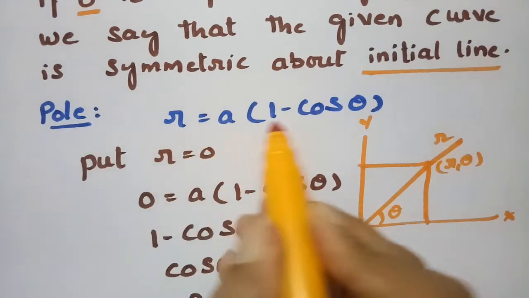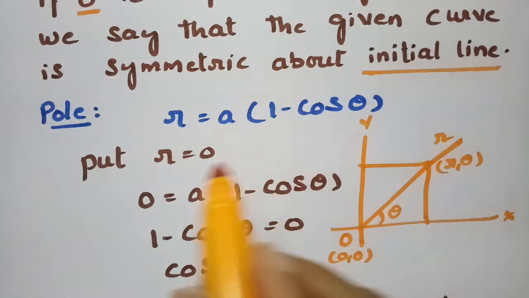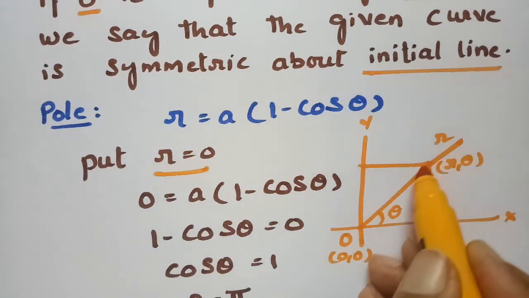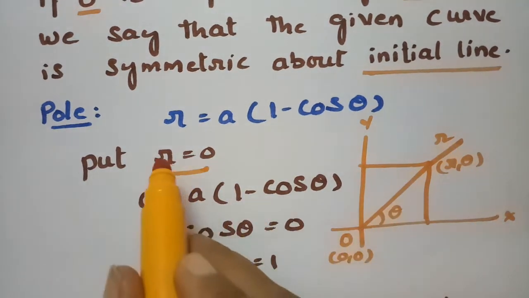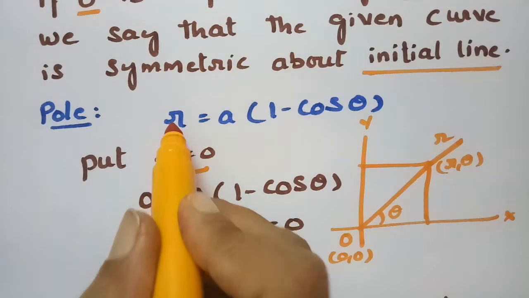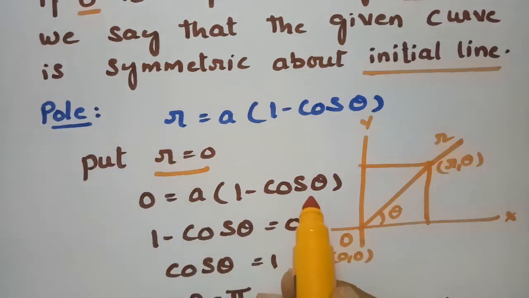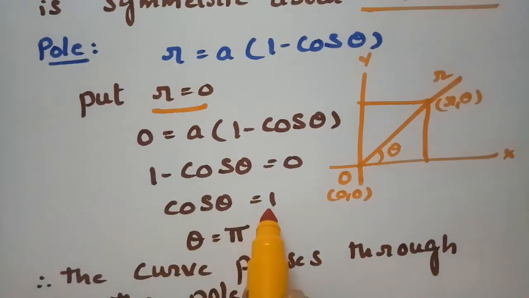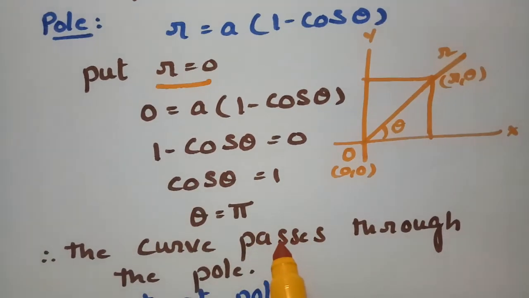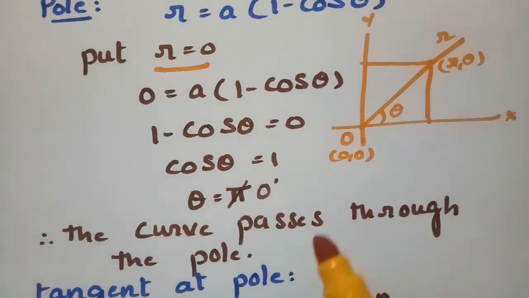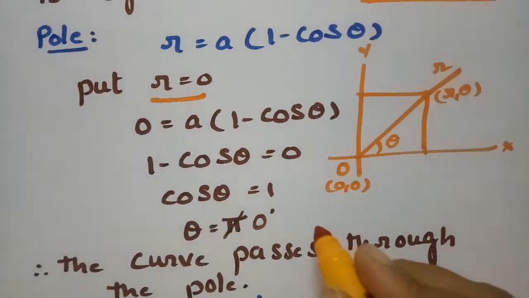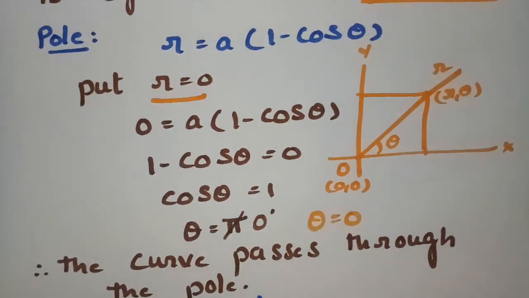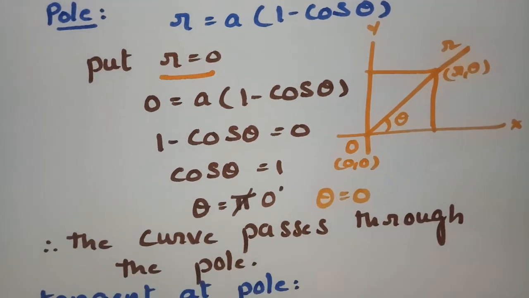The equation here is r = a(1 - cos θ). If I keep on decreasing the value of r to 0, so if I put r = 0, we get 0 = a(1 - cos θ). Therefore 1 - cos θ = 0, and cos θ = 1. So θ is equal to 0. Therefore the curve is passing through the pole.